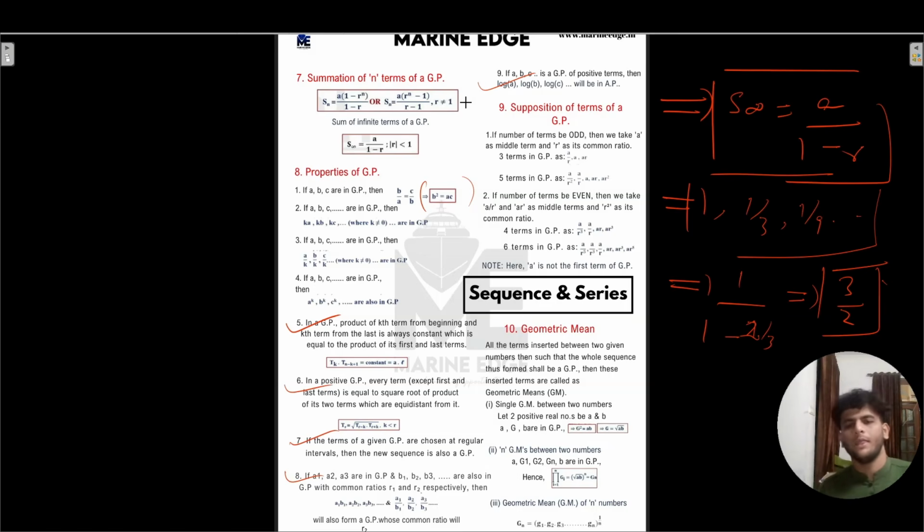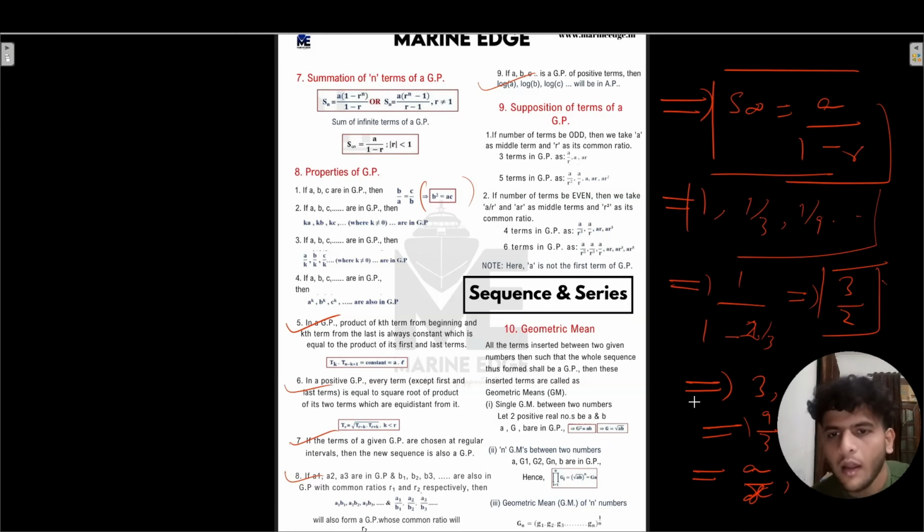The supposition, exactly as we had studied about AP, we will study the same about GP. That is, if we are supposing the second term, for 3, 9 and 27, the first term will be 9 divided by 3, while the third term will be 9 into 3. So this is a by r, a, and a into r. Is that clear, every one of you?